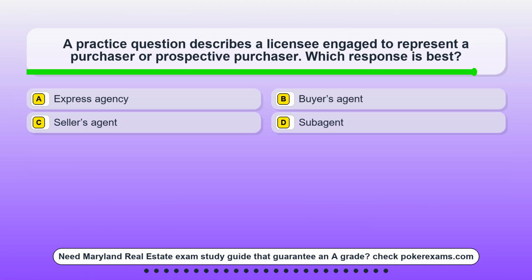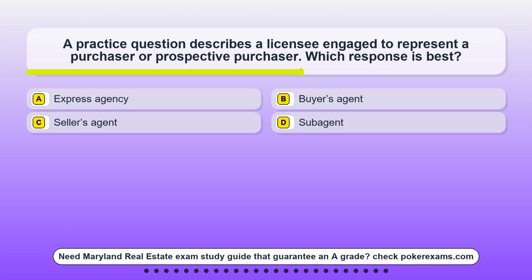Question 5. A state creates traffic laws but cannot negotiate a treaty with another country. Which principle is most clearly demonstrated? Option A, separation of powers. Option B, judicial review. Option C, federalism. Option D, popular sovereignty.